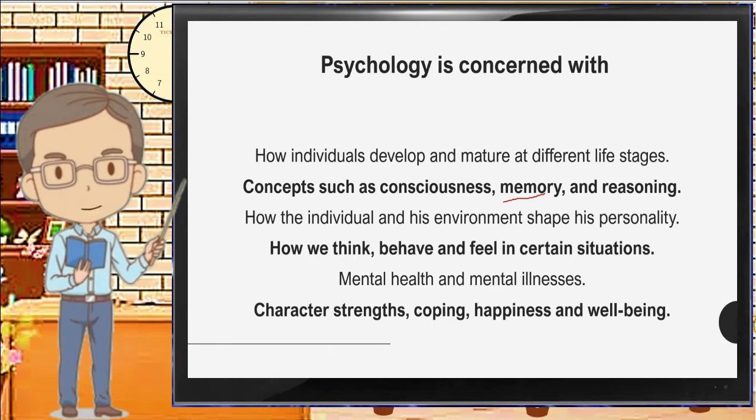The next is also what we call reasoning. So we try to understand how we differ when it comes to reasoning capability. Why is it that it's easier to explain to an adult than to a child? Okay? We're also concerned with how the individual and his environment shape his personality. This is a very important concept in psychology.